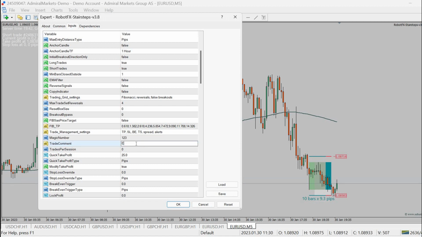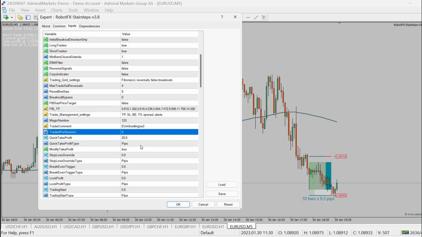Useful if you want, for example, to monitor trades opened only on this chart, M15 or M5, for example, with a specific set of settings, or whatever other comment you want to enter here. It can, of course, be deleted. There is the possibility to set trades per session. Setting it to 0, obviously, disables this option again.